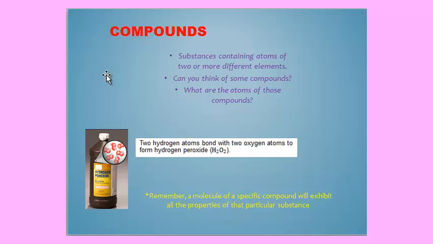One that I can think of is H2O2. We all have hydrogen peroxide in our house, so it's not something that's real foreign to us. It's easy to relate to. If we're talking about hydrogen peroxide, what are the atoms that make up that compound? Well, it's two hydrogen and two oxygen. When you're thinking about something that may seem complex, like hydrogen peroxide, it's easier to break it down. You can say two hydrogen atoms bond with two oxygen atoms to form hydrogen peroxide.